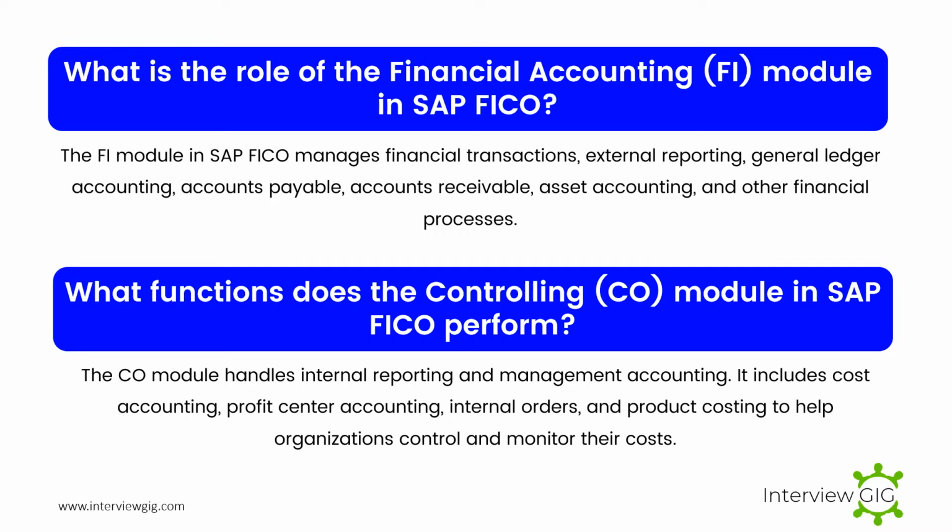What is the role of the Financial Accounting (FI) module in SAP FICO? The FI module in SAP FICO manages financial transactions, external reporting, general ledger accounting, accounts payable, accounts receivable, asset accounting, and other financial processes. What functions does the Controlling (CO) module in SAP FICO perform? The CO module handles internal reporting and management accounting. It includes cost accounting, profit center accounting, internal orders, and product costing to help organizations control and monitor their costs.